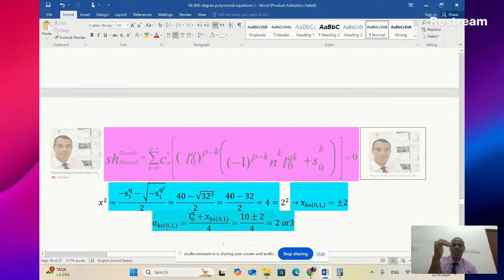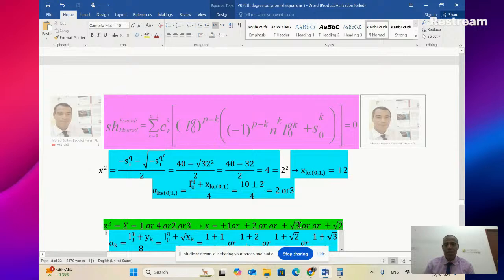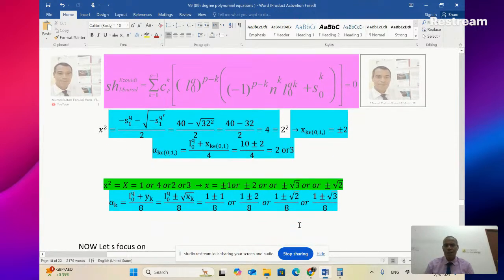Now the roots of this polynomial to the power 4, letting small x squared equal capital X, will be equal to L042, which is 10, plus x subscript k from 0 to 1, which is equal to plus negative 2. So 10 plus negative 2 divided by 4. 10 minus 2 is 8. Divided by 4 is 2. Then 10 plus 2 is 12. Divided by 4 is 3. Now it means that we really solved this polynomial to the power 4 and we found the roots. Okay. Now let's make a conclusion.